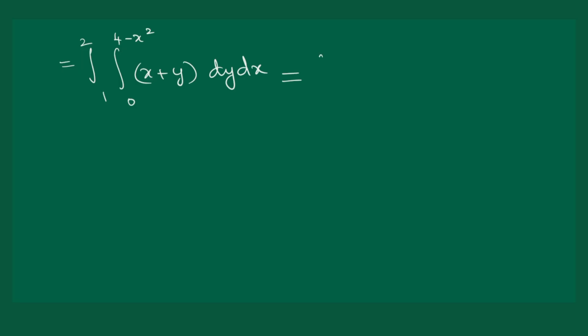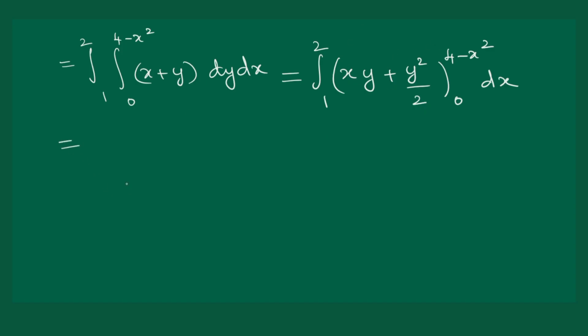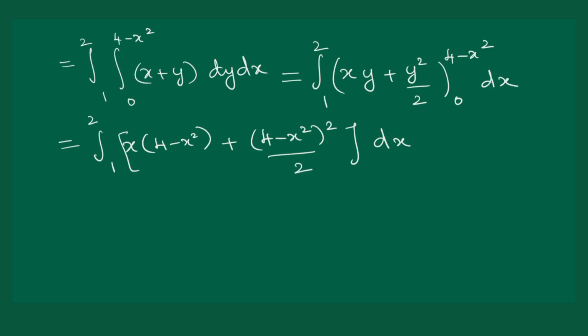Now this is the problem. So now we have to integrate first with respect to y, so x is treated as constant. Integration of this with respect to y will give you xy plus y square by 2 over the limit 0 to 4 minus x square, dx. So now in place of y we have to substitute the limit. So integral 1 to 2 of x into 4 minus x square plus 4 minus x square, the whole square divided by 2. So this is what we have to integrate with respect to x.